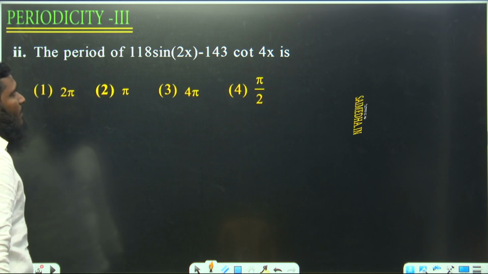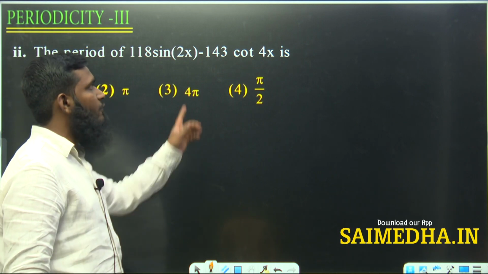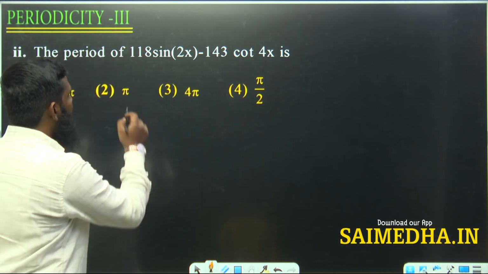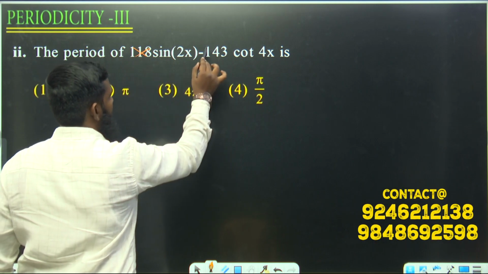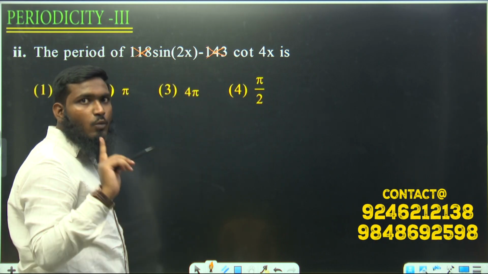Now the next question: the period of 118 sin 2x minus 143 cot 4x. No need to concentrate on these numbers. What is the function?